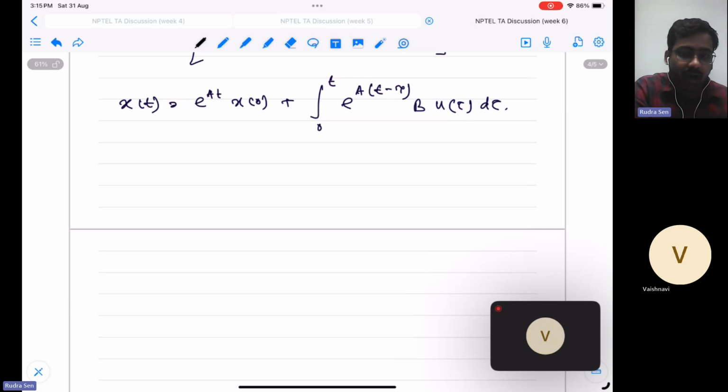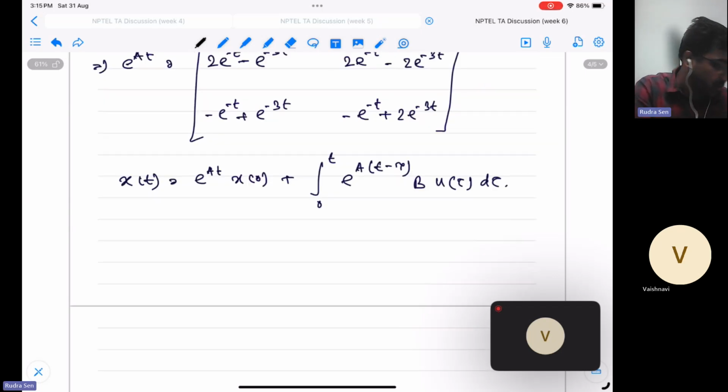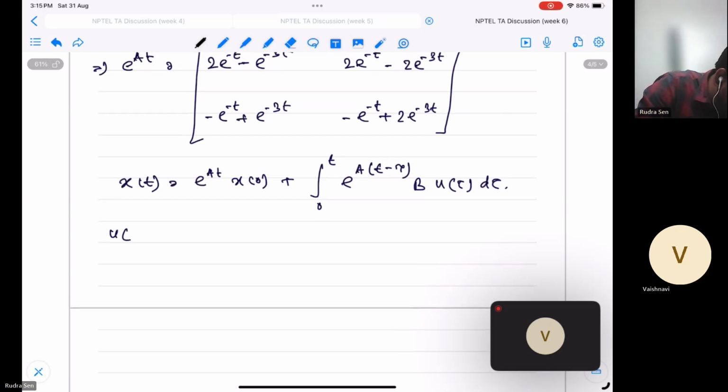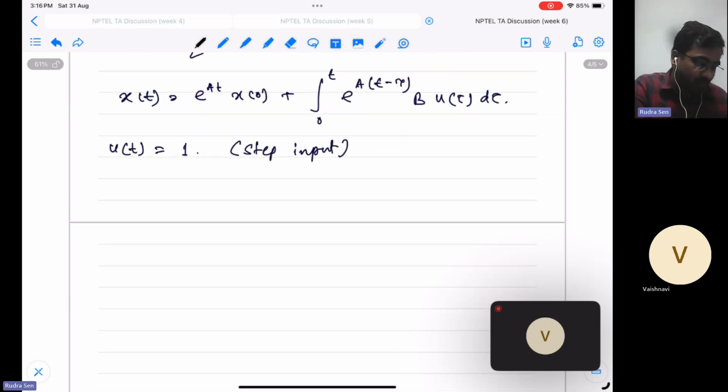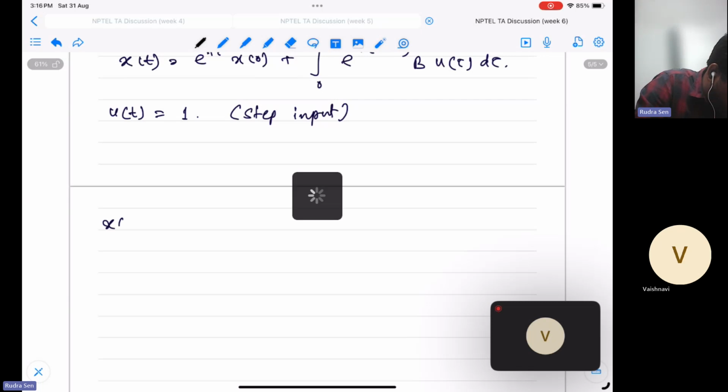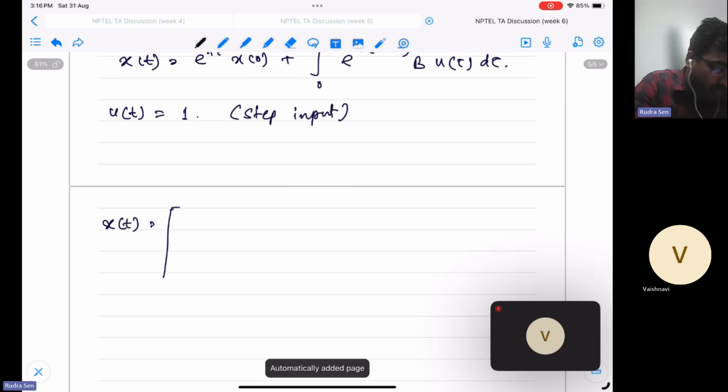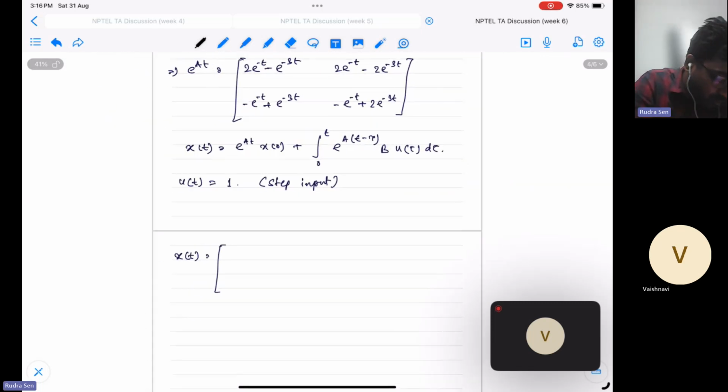And the u that you have asked about, my mistake, u is considered over here as a step input. So u(t) is basically 1, that is a step input. So what should we do? x(t) equals, put the value of e to the power At over here.